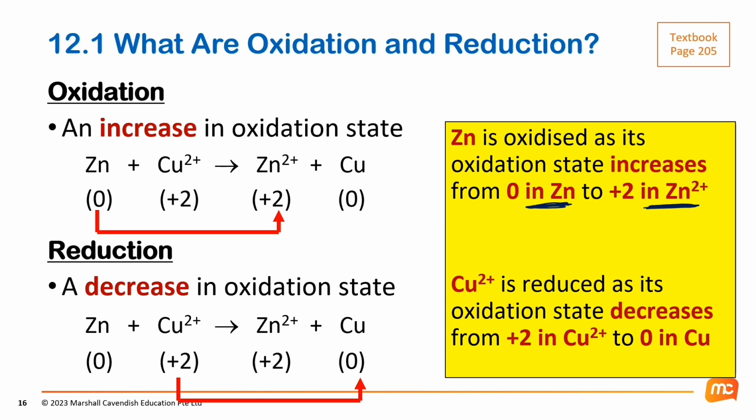You need to tell us what it is from and what it became, and it's very important to talk about what the chemical is. Same for the other one: Cu2+ is reduced as its oxidation state decreases from +2 in Cu2+ to 0 in Cu, and that's how you go about describing a reduction in terms of oxidation state. So try out the practice questions in your notes as well, then you can discuss this further with your teachers.